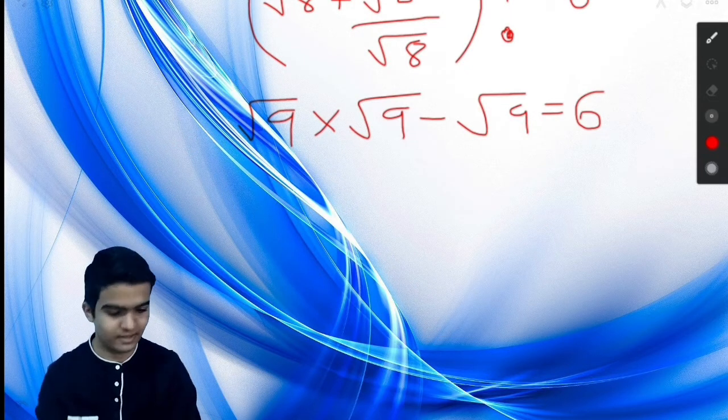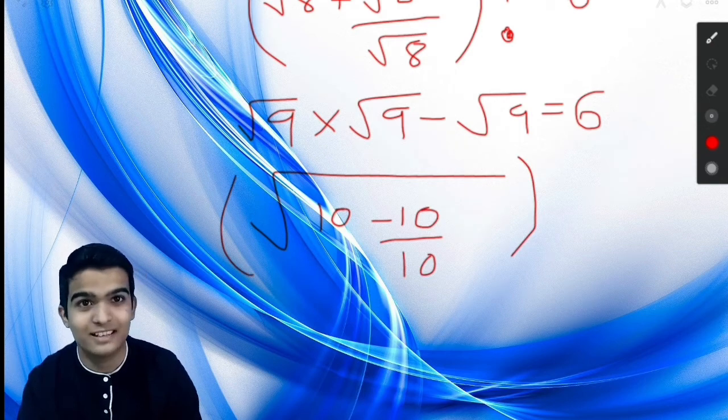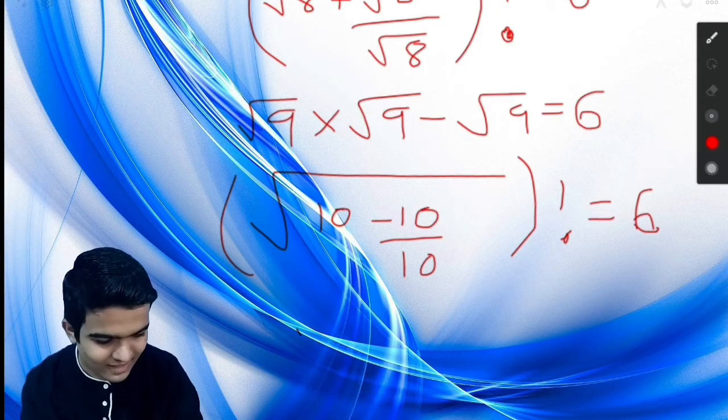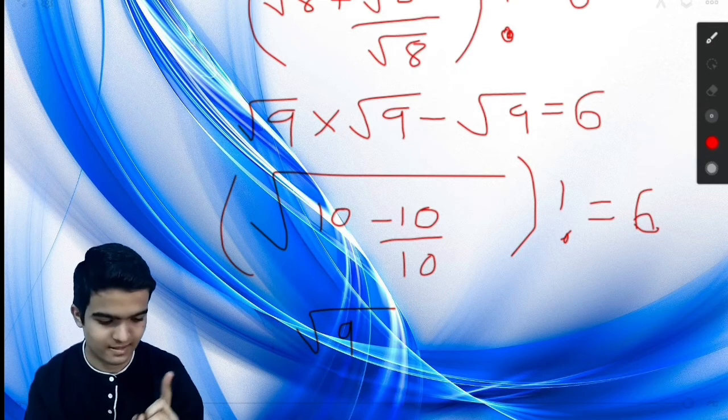For 10, I just googled it because I didn't know 10 and 8, so I did a little cheating, but that's it. That's how you solve it. 9 factorial is actually 6.